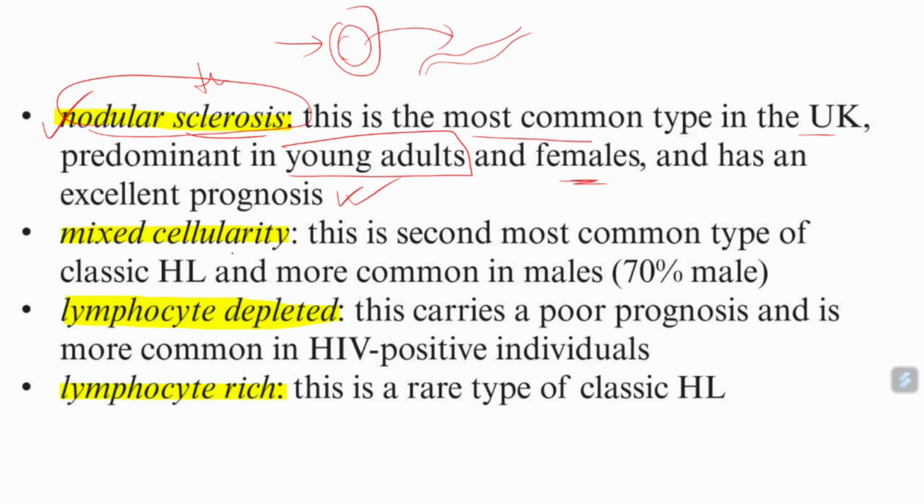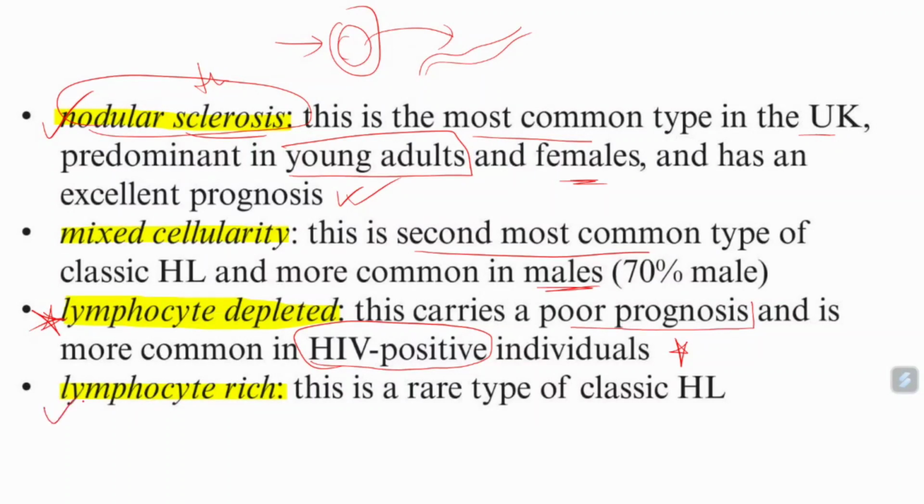And mixed cellularity is another type. It is the second most common, and this type of classic Hodgkin's lymphoma is most common in males. Lymphocyte depleted ones have a very poor prognosis. It is very common in HIV positive patients. Lymphocyte depleted, just try to remember, in HIV patients all the immune cells are destroyed by the virus. So just understand, lymphocyte depleted Hodgkin's lymphoma is mainly seen in HIV patients.